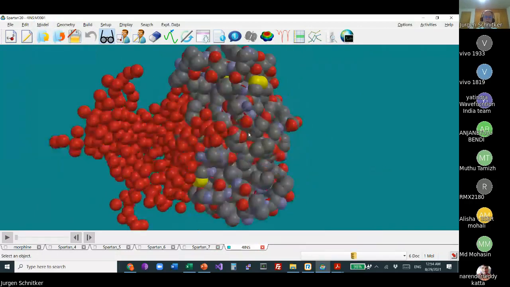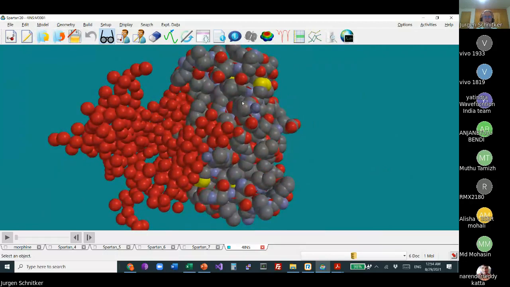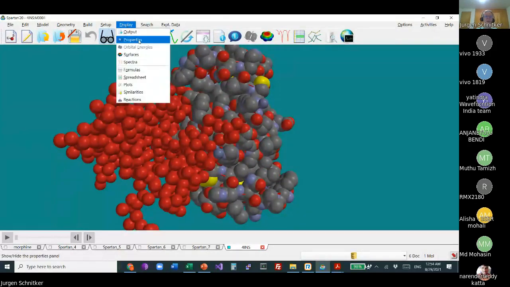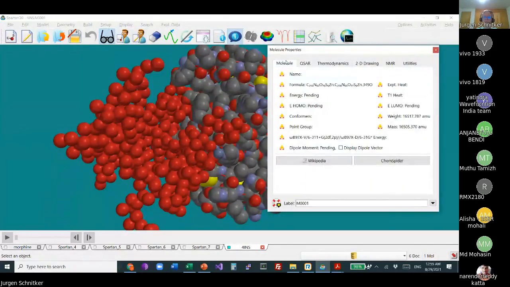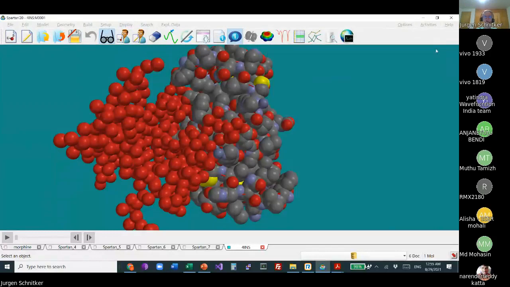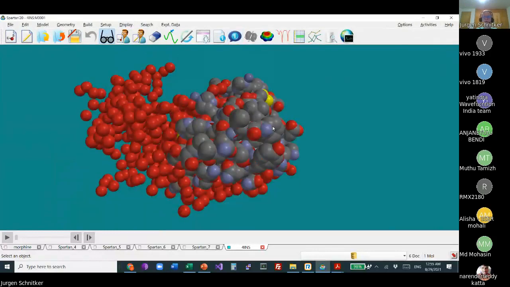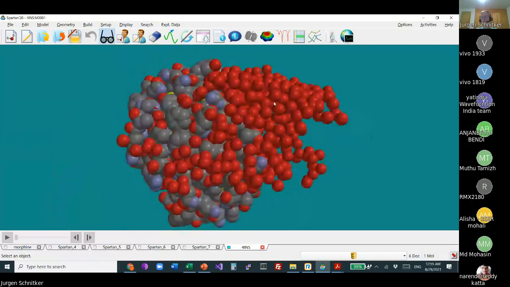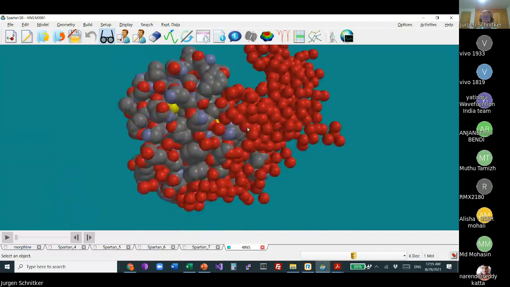There are typically no hydrogens in a PDB structure, but I can add them. Actually, there's a tool to add the hydrogens. The program will add hydrogens to it. Display properties, molecule. Anyway, so you can display these things, but you won't do quantum chemistry on something that big. It's just not realistic. And you won't do conformational searching on something that big.